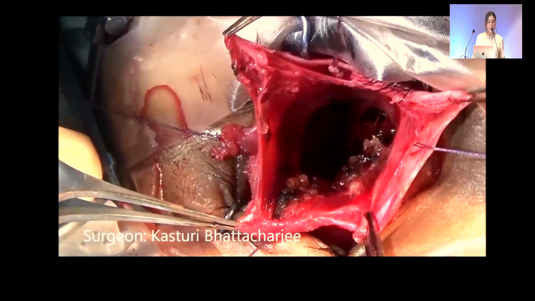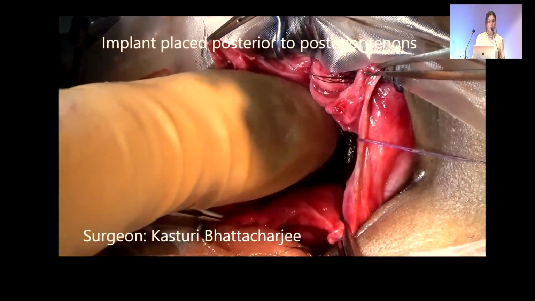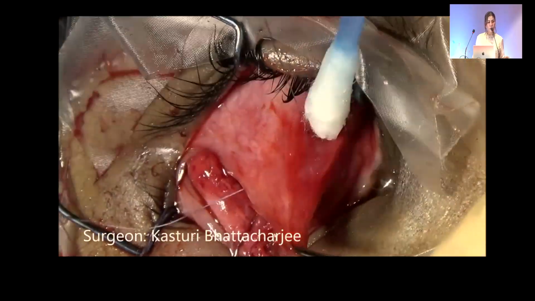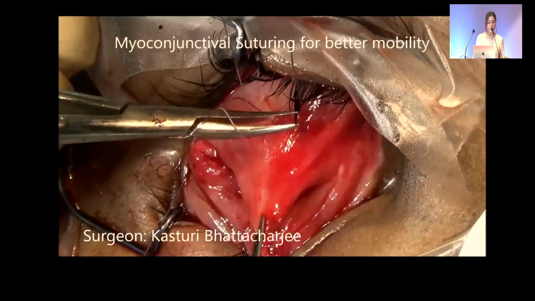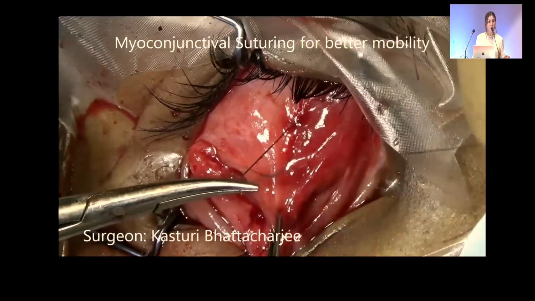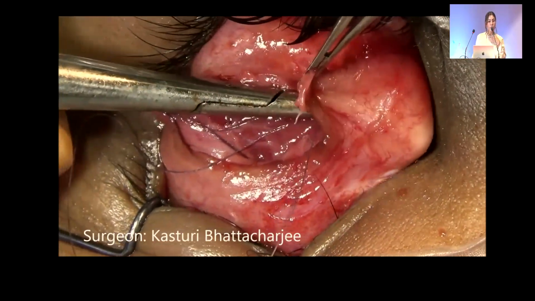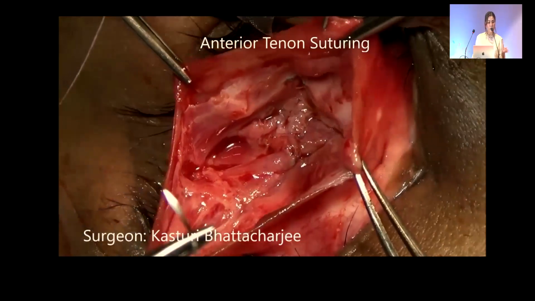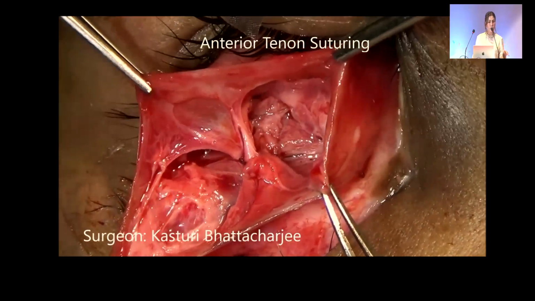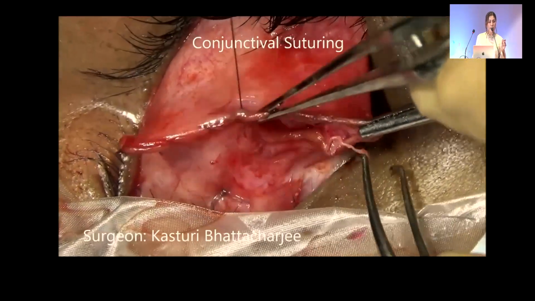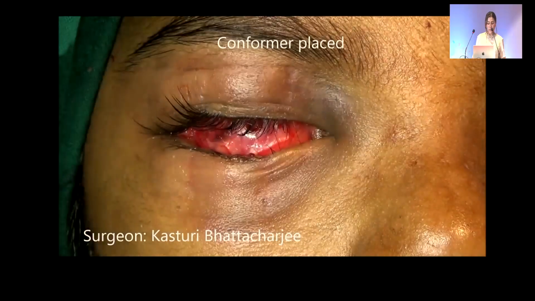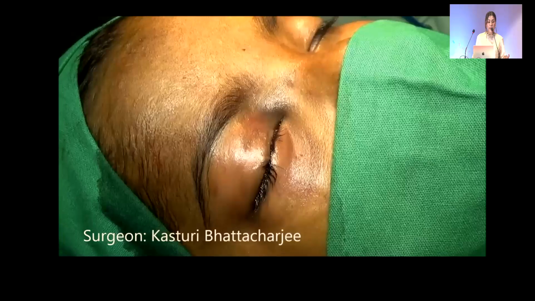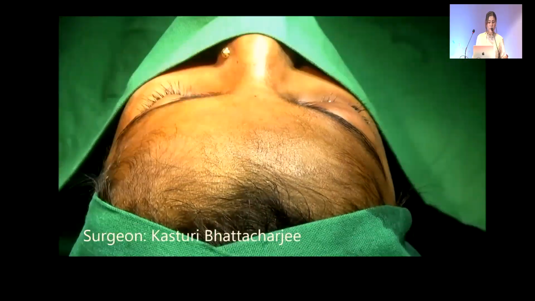Once this is done, you go for the reconstruction, where we put the implant posterior to the posterior Tenon's, and you close this in 3 layers: first the posterior Tenon's, followed by the anterior Tenon's and the conjunctiva. The direction of all the 3 layers should be separate, where if the posterior Tenon's is sutured horizontally, the anterior should be sutured in the vertical direction, then again the conjunctiva is sutured in a horizontal direction, and this helps in preventing any exposure or migration of the implant. And lastly, we give the conformer followed by a temporary tarsorrhaphy.